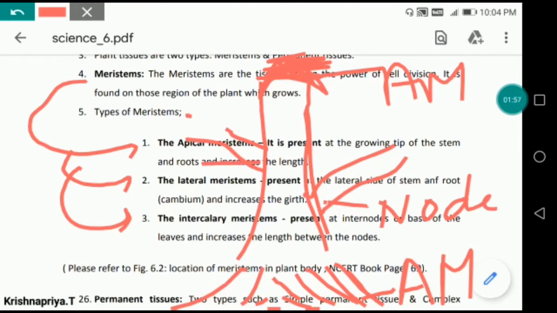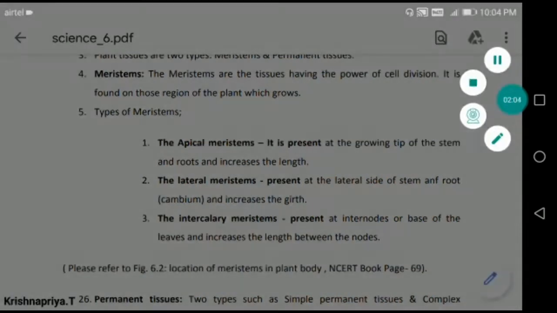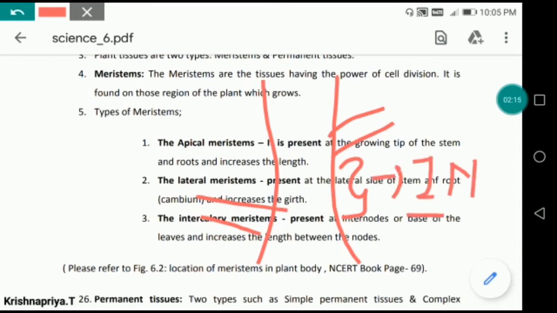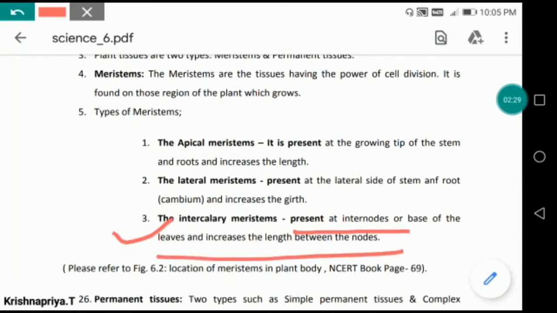This is also known as a node. The distance between two nodes is called the internode. Suppose the first branch arises and the second branch arises, so the distance between the two nodes is called the internode, and in between the internode, intercalary meristematic tissues are present. Intercalary meristematic tissue is present at the internode or the base of the leaf and increases the length between the nodes.